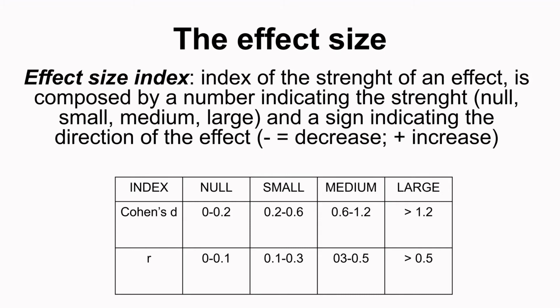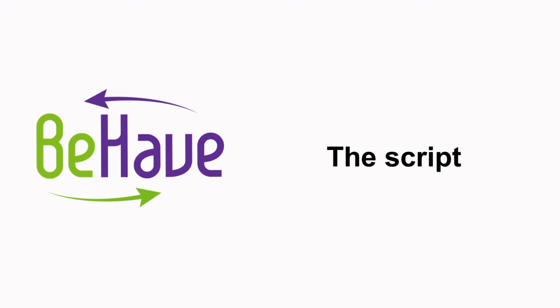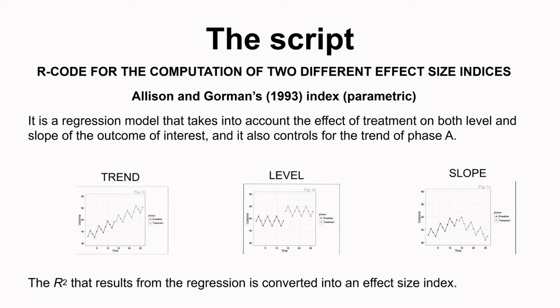The script of the Behave application is able to calculate the effect size of a treatment with two possible approaches, a parametric and a non-parametric one, and to suggest to you the one that better fits your data. Both methods take into account elements like the effect of time on the outcome of interest, or the impact of the treatment on the level and the slope of the outcome of interest, as in the case of the parametric method elaborated by Ellison and Gorman. Here you can see all the elements it considers.